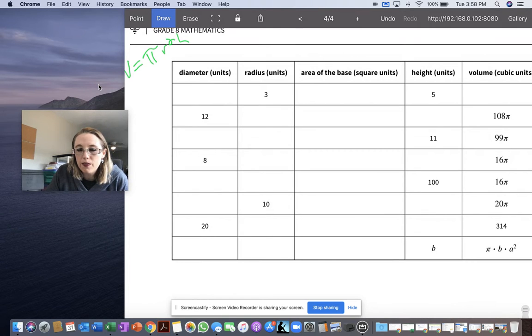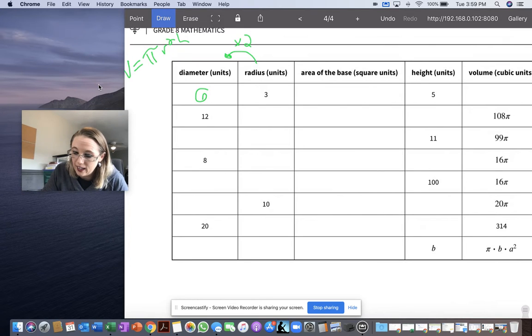So some of these we're going to be given a diameter, some of them a radius, some of them area, height, volume, etc. On the first one, we're given a radius. So how do you go from radius to diameter? Well, you know that the radius is half the diameter. So you multiply by 2 to get to your diameter from your radius. So your diameter on the first one is going to be 6.